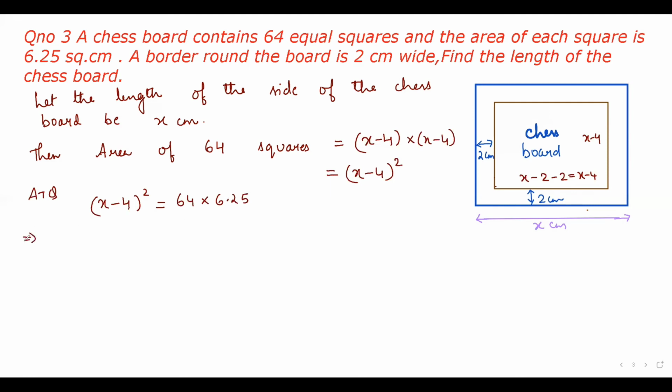Now you remember the identity a minus b whole square. a minus b whole square is equal to a square minus 2ab plus b square. Okay, it is a basic algebraic identity. So now we will start with the actual solution. So let us expand it. It will be x square minus 8x plus 16 is equal to 64 into 6.25.